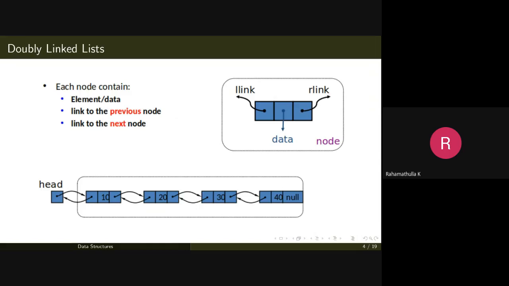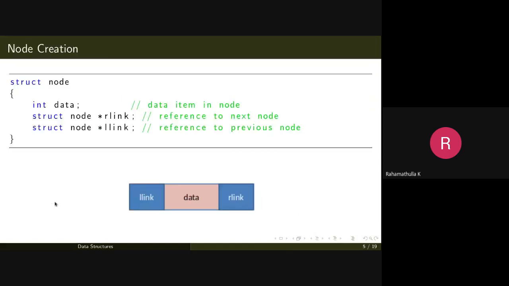The first node will be pointing to head, and the last node's R link will be pointing to null. From this, you can see here the last node's R link is pointing to null. The first node's L link is pointing to the head pointer, or you can also set it to null.